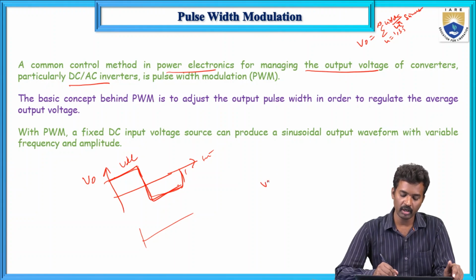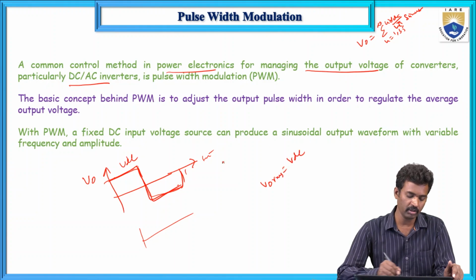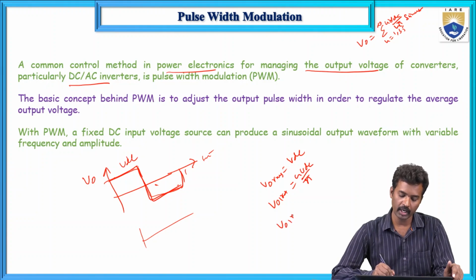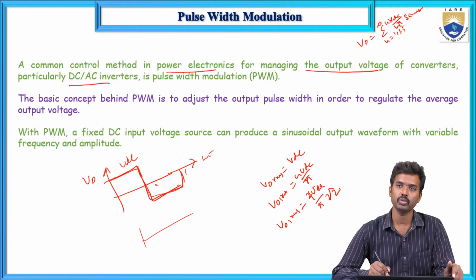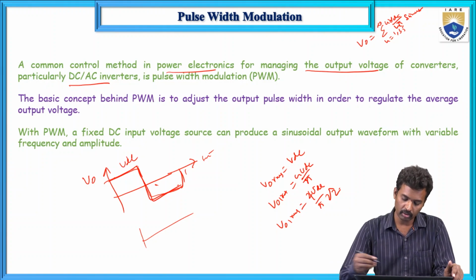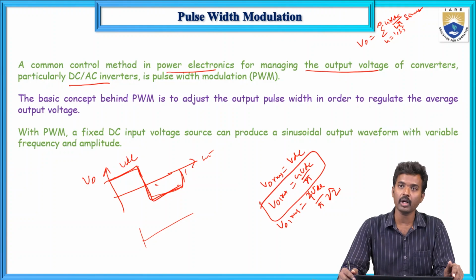Now V0 RMS equals VDC for this waveform, and V01 equals 4 VDC by pi, so V01 RMS equals 4 VDC by pi times root 2, that means 2 root 2 VDC by pi. So we cannot control this. This is fixed: a fixed fundamental output voltage and fixed output voltage. We cannot vary it.